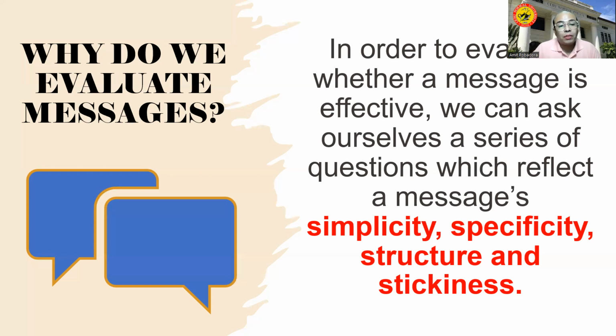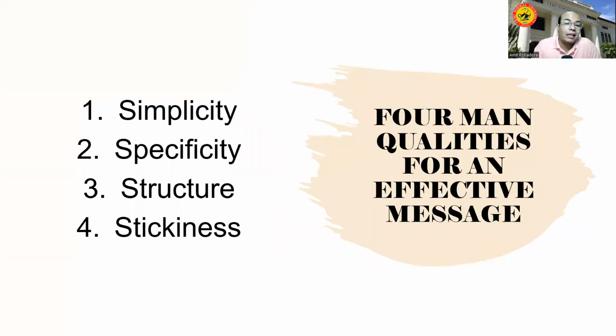So if you are a skeptic person, you love to ask questions, you love to inquire, you love to see the value in it, you love to see the reason behind it, you love to see the purpose about it, then that's very good because that's one of the basic foundations of a person knowing how to properly evaluate messages. So the first step is for you to know what kind of questions we need to ask in order for us to know that the message is really effective. So we look into these four areas: simplicity, specificity, structure, and stickiness. These are the four main qualities to know if a message is effective.